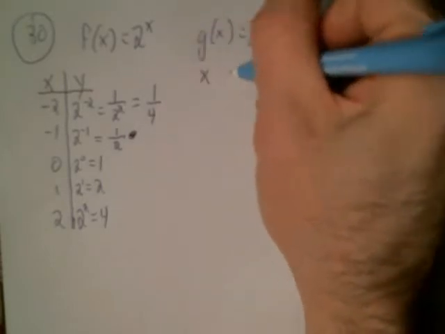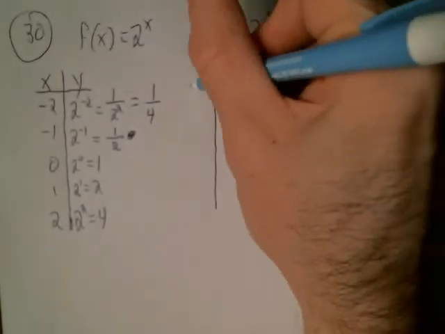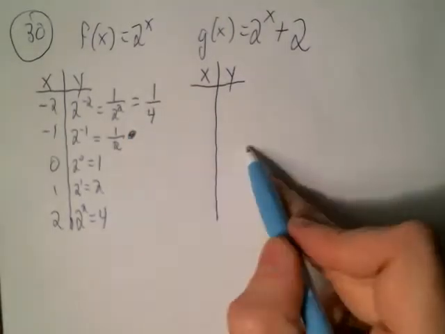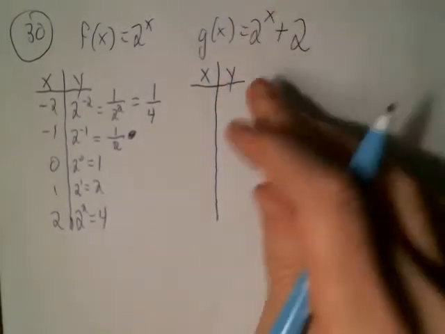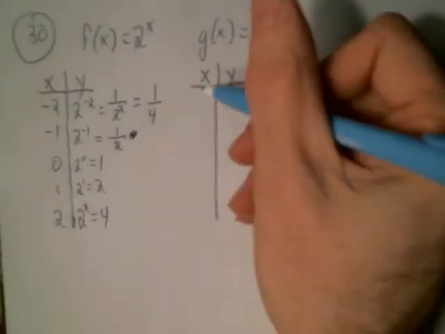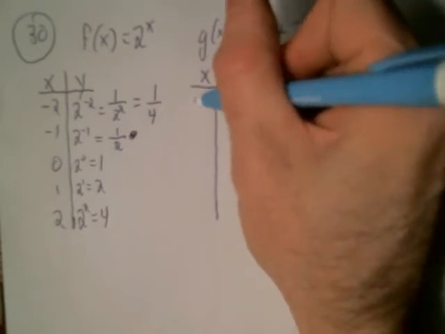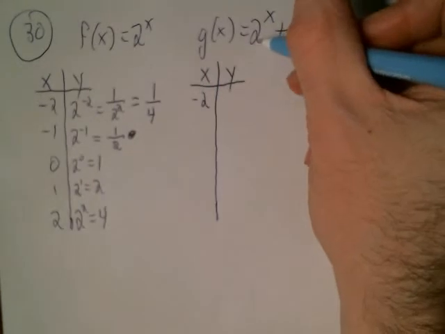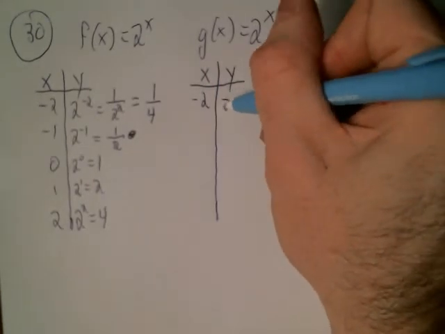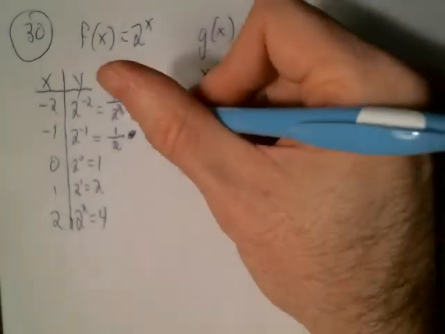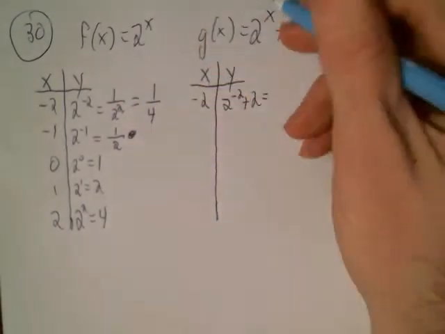Okay, now I'm going to do a table for g of x. And we're going to notice some relationship between the two tables. I'm not going to combine things together in the y part. I'm going to leave it so you can hopefully see the pattern. So -2 will give me 2 to the -2 plus 2, which equals 1 over 2 squared plus 2, which is 1 over 4 plus 2.